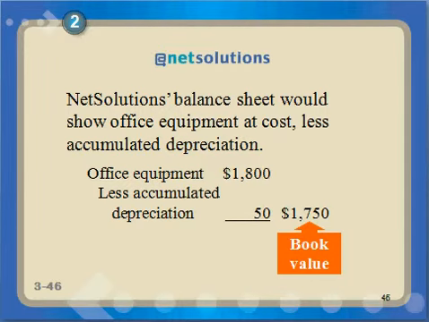And this just shows how it would be shown on the balance sheet. On the balance sheet, we'd see office equipment $1,800 less accumulated depreciation $50, showing a book value of $1,750.